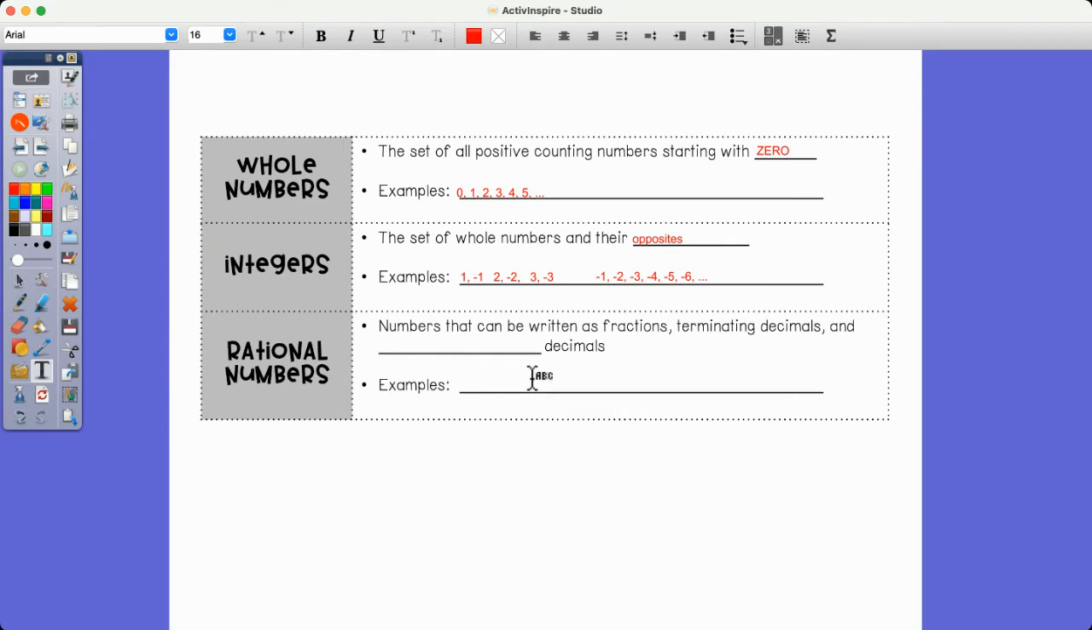Rational numbers are numbers that can be written as fractions, terminating decimals and repeating decimals. So we're going to put repeating here. And we have examples like 5.6, 3/4, 1/2, 1.22222 repeating, 3.75, -3/5. All of these are rational numbers. Make sure you're filling out your guided notes.